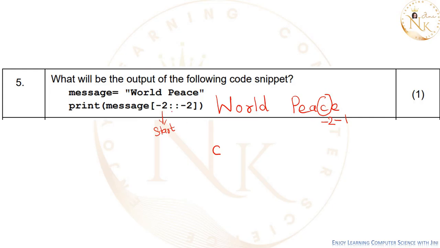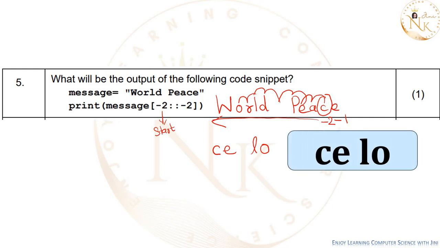Okay. Then the ending index is not given, so the entire thing from here will be taken. Now the step value is -2. So C, -1, -2, we have E. Then -1, -2 is a space. Again -1, -2, leave a space, L. Again -1, -2, O. Correct? After that W will not be included because the step value is -2. So hence the answer is "CE LO".